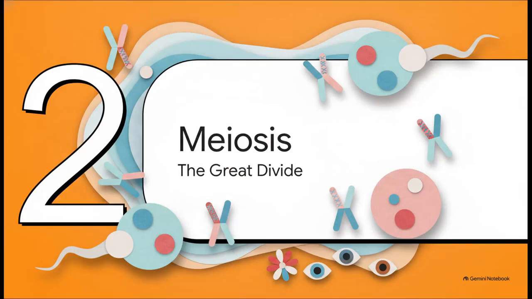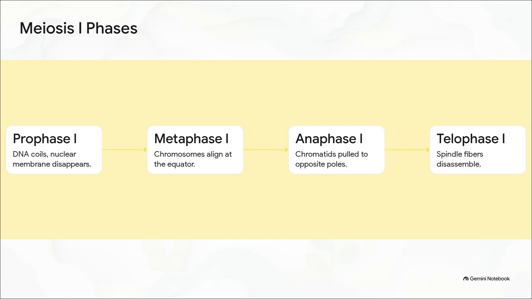Moving right along to Section 2, Meiosis, the Great Divide. To understand how we actually reduce our chromosome number by half to create gametes, the sperm and egg cells, we need to look at the first 4 distinct phases of meiosis 1. Keep in mind, meiosis as a whole has 2 main stages, but this first half, this is where the magic of sorting our homologous chromosomes really happens. We've got prophase 1, metaphase 1, anaphase 1, and telophase 1.